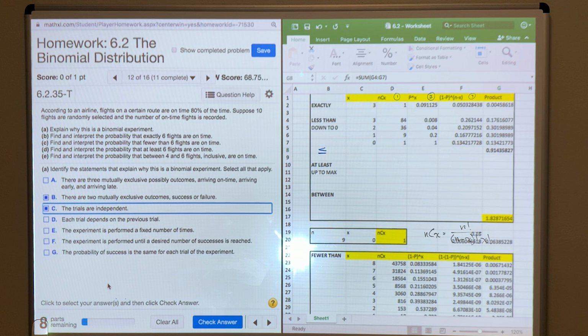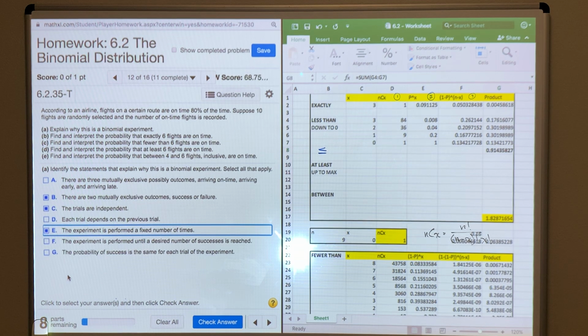All right, next one. The experiment is performed a fixed number of times. Yes, absolutely. What is the fixed number of times in my problem? 10. There are 10 times that this experiment is performed to check whether we had an on-time or not on-time flight. The experiment is performed until a desired number of successes is reached. No, that's not the case. That's not the way you do it, because remember that in a binomial experiment, you need to have a fixed number, period. So that contradicts the previous one. You have a fixed number of trials, not an open-ended amount, which is implied by F.